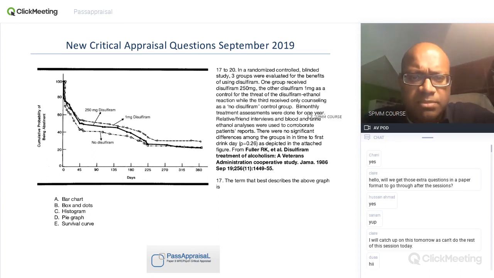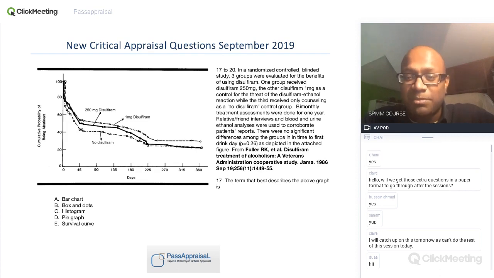Bi-monthly assessments were done for 1 year. Relative and friend interviews and blood and urine ethanol analysis were used to corroborate patients' reports. There were no significant differences among the groups in time to first drink day. So there's no difference among the 3 groups as depicted in the attached figure. So they've shown 3 curves and they're telling us there's no difference. What kind of statistical test do you think they might have done to come up with this p-value? We just talked about it.